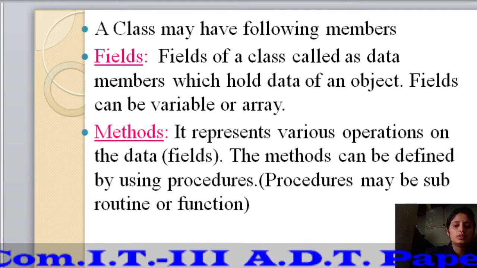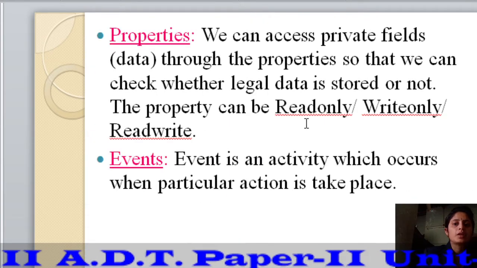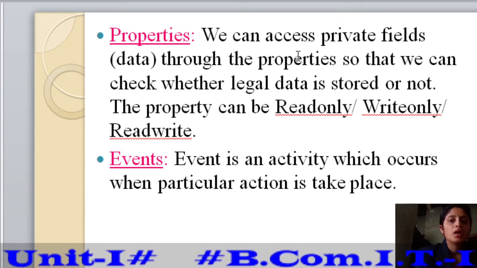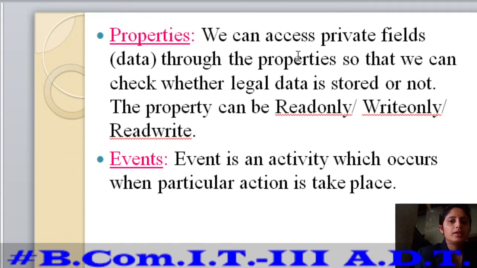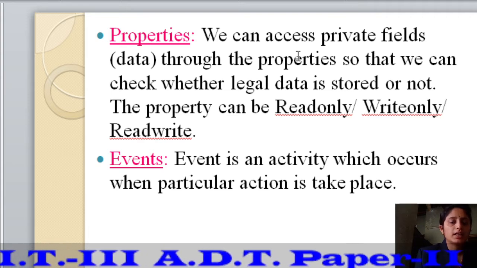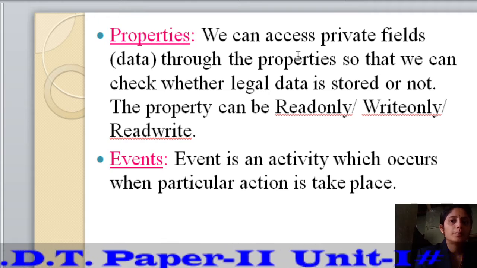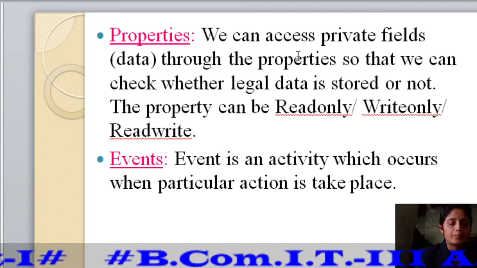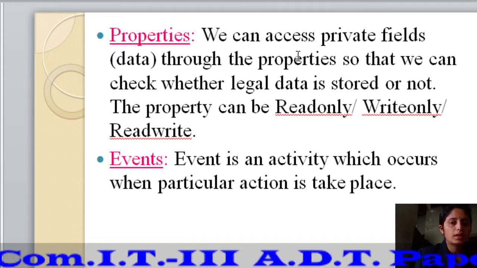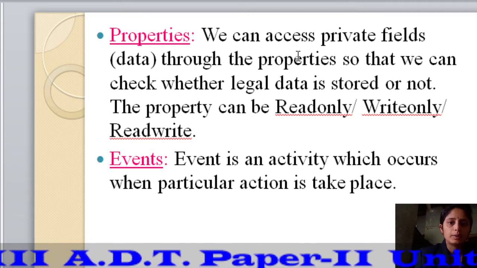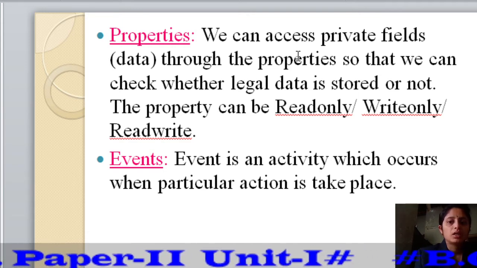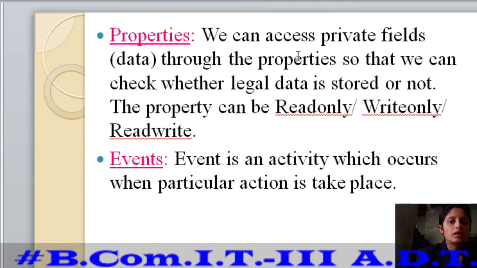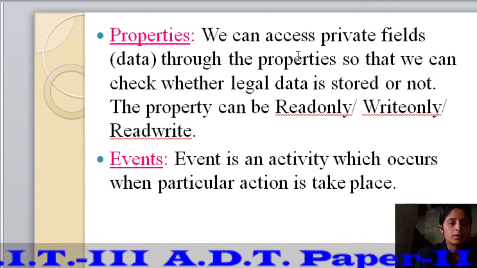Let's see about the properties and events. Properties: we can access the private fields data through the properties so that we can check whether legal data is stored or not. A property can be read only, write only, and read write. There are 3 kinds of properties: read only, write only, and read write. The fourth one is events. An event is an activity which occurs when a particular action takes place.